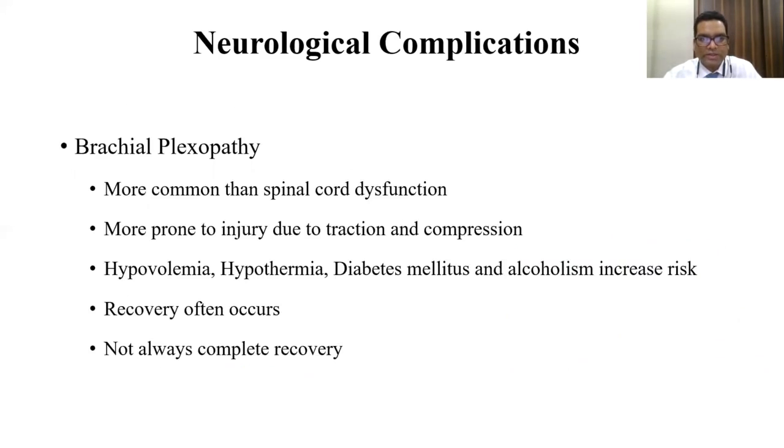Then neurological complications like brachial plexopathy are more common than spinal cord dysfunction, as the plexus is more prone to injury due to traction and compression. The main causes are hypovolemia, hypothermia, diabetes mellitus, and alcoholism. Recovery often occurs, but it is not always complete.